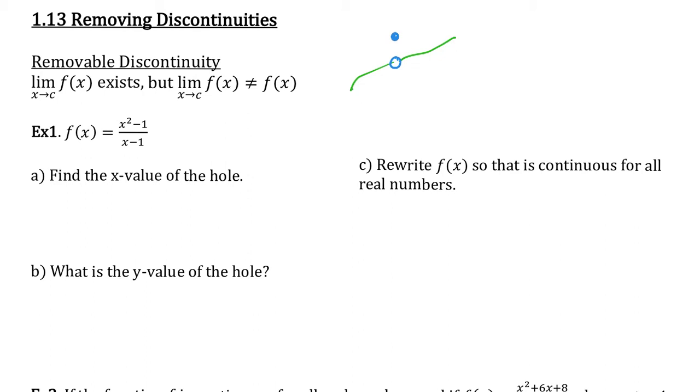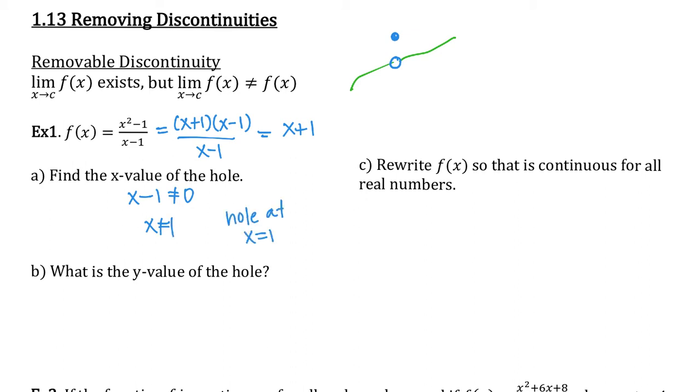First thing, it says there is a hole in this function. Let's simplify this. The x minus 1's cancel, leaving x plus 1. Because the x minus 1 canceled, there's a hole where x minus 1 is equal to 0. Since x minus 1 can't equal 0, and x can't equal 1, there is a hole at x equals 1.